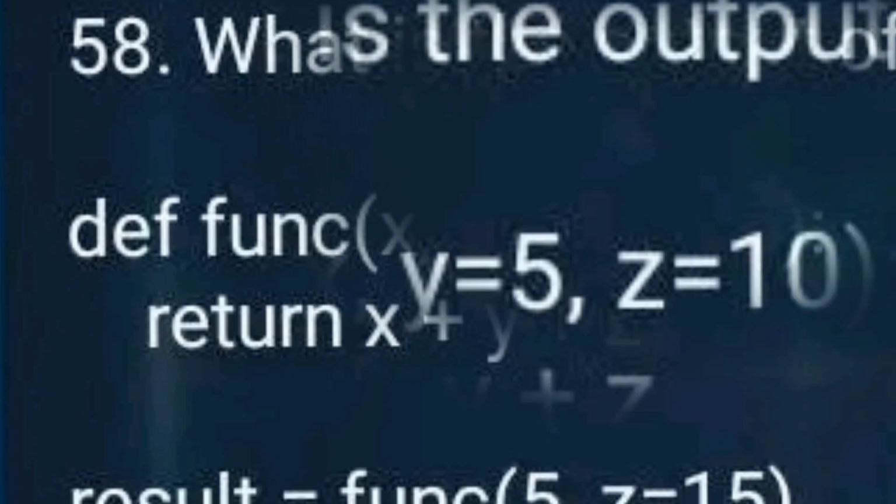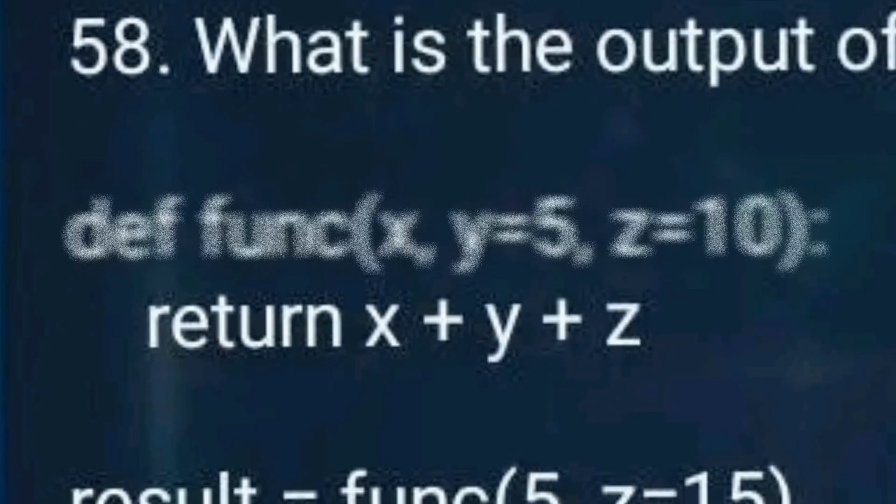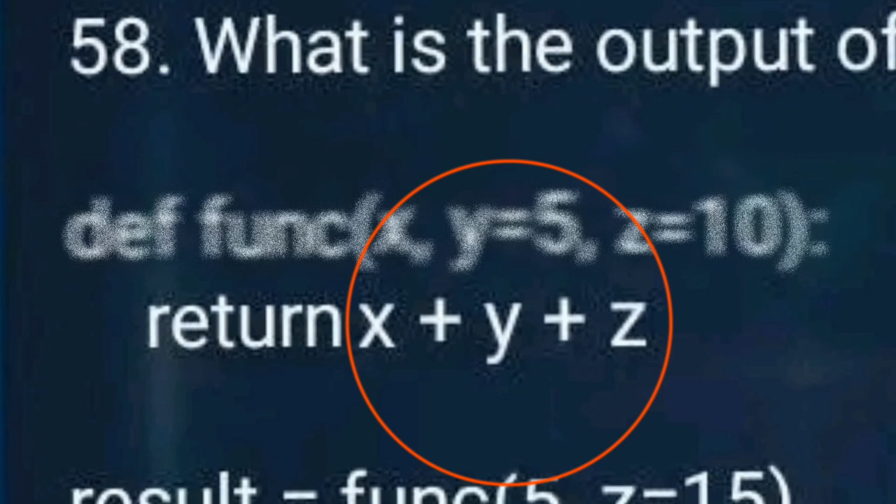What that means is that when you call the function without giving it the value of y or the value of z, the function will automatically assume that you called with their default values. Okay? What the body of the function does is it returns the summation of all its parameters, which is x plus y plus z.